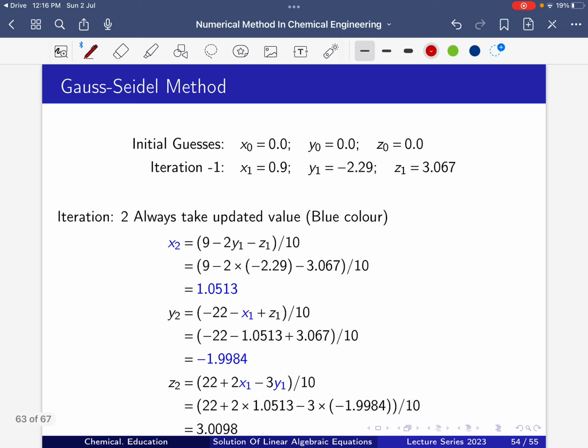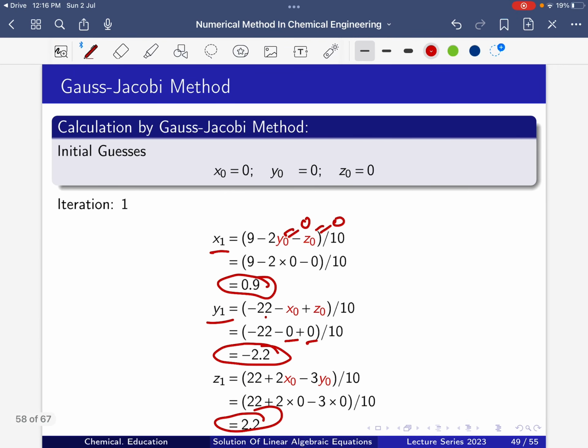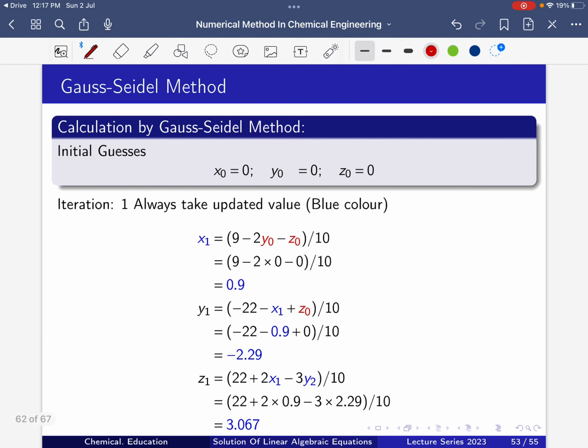In the Gauss Jacobi method, we use the same old values, but in the Gauss Seidel method we will use the updated value right away. For Gauss Jacobi, we use y0 and z0, and when calculating y1 we are still using the old initial guess values. But for the Gauss Seidel method, first we calculate x1, taking the y0 and z0 values. y0 is equal to 0, z0 is equal to 0. So we get 0.9.